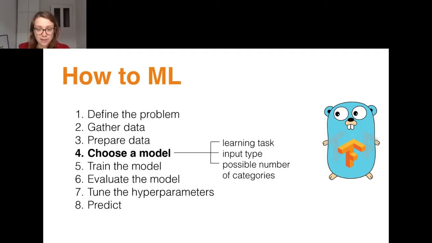If you do digit recognition, then you have 10 categories. If you do text prediction, you have between 20 and 30 categories. If you do face recognition, you have thousands or maybe millions.